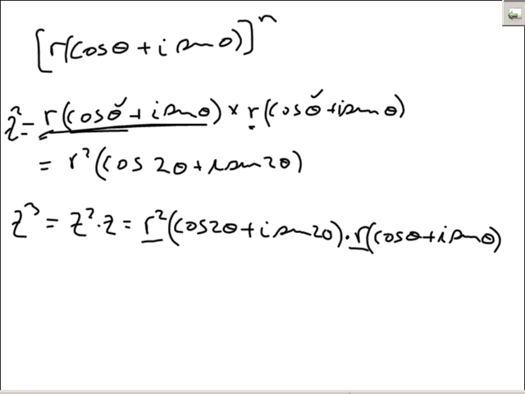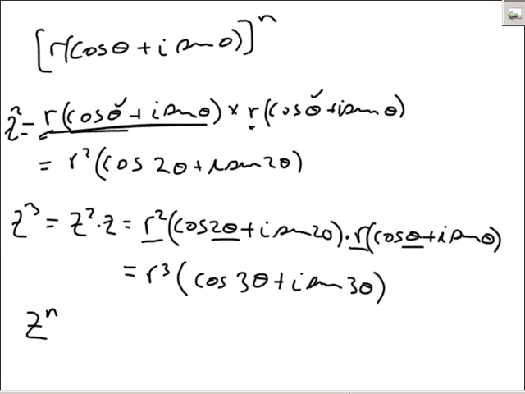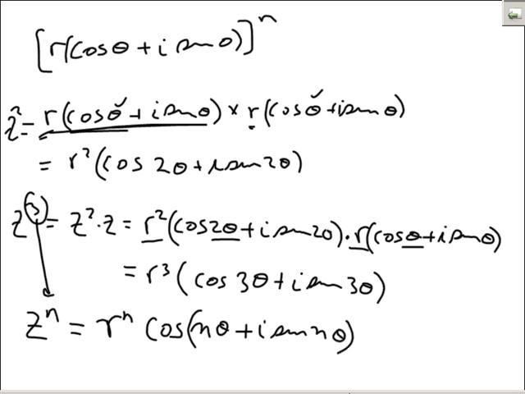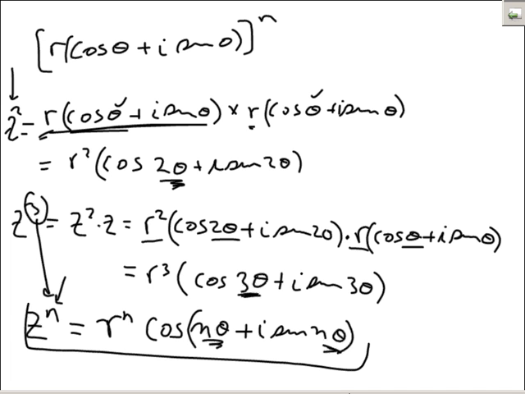R squared times r is r cubed, and you add the angles. 2 theta plus 1 theta is 3 theta, so you get r cubed times cosine 3 theta plus i sine 3 theta. DeMoivre's theorem states that if you have this to the nth power, you'll get r to the n times cosine n theta plus i times sine n theta. When n was 3, it was 3 theta. When n was 2, it was 2 theta. When the power is n, you get n theta. Okay, this here is exactly DeMoivre's theorem.